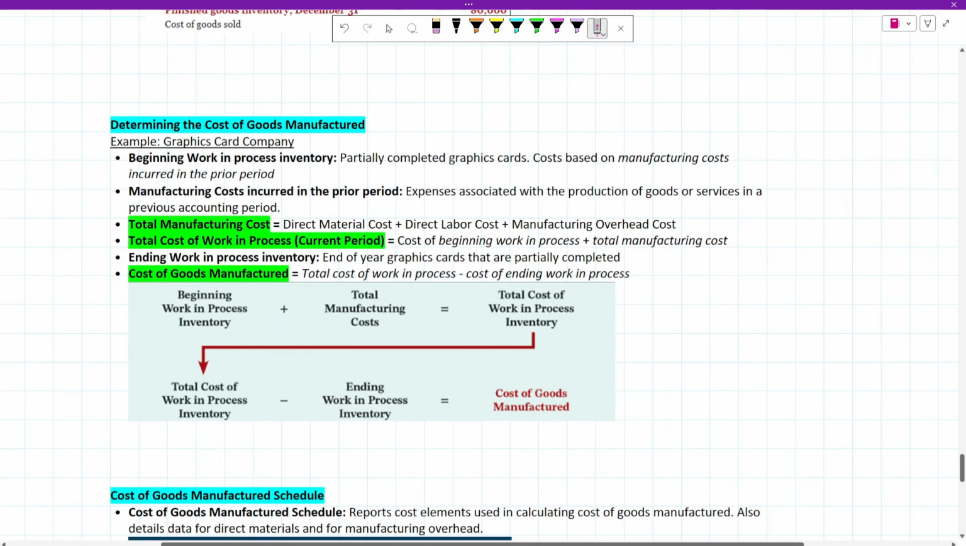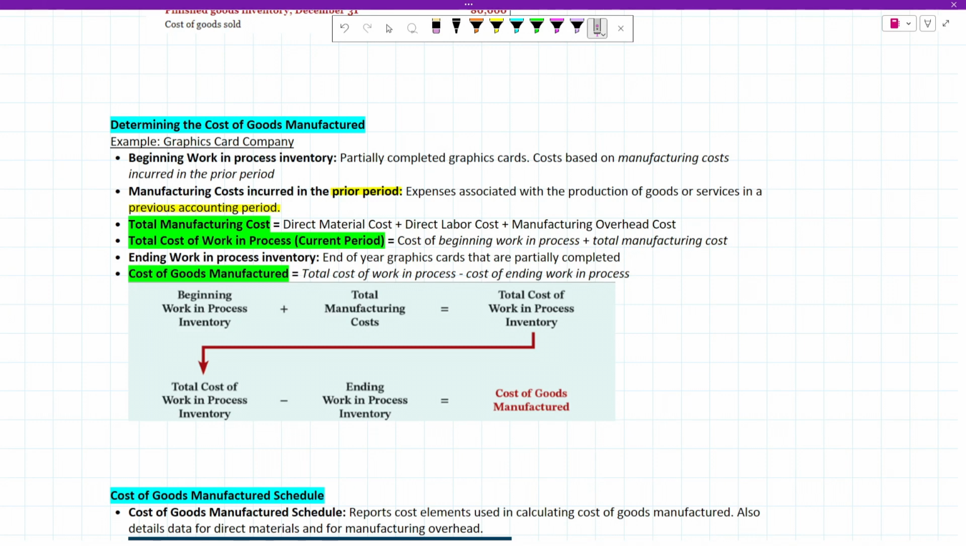So determining the cost of goods manufactured. Let's take an example of a graphics card company. The beginning work in process inventory is partially completed graphics cards. This is the cost based on manufacturing costs incurred in the prior period. Manufacturing costs incurred in the prior period are expenses associated with the production of goods or services in a previous accounting period. So let me highlight the previous accounting period, because since this is prior period, we want to look at what we ended the year before with, our prior period.